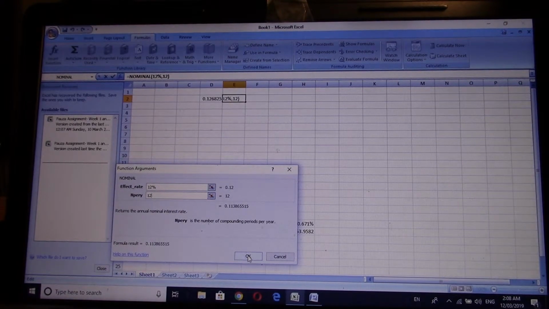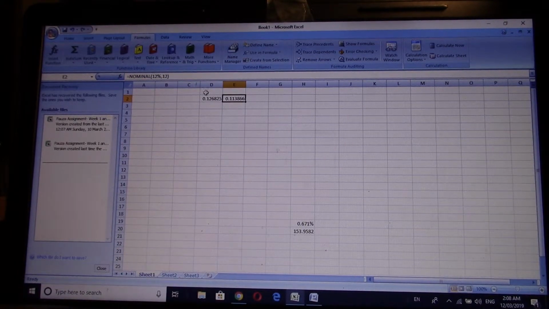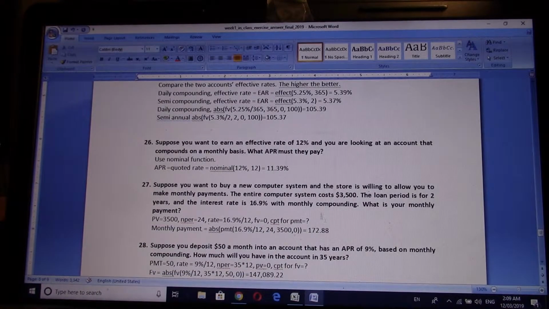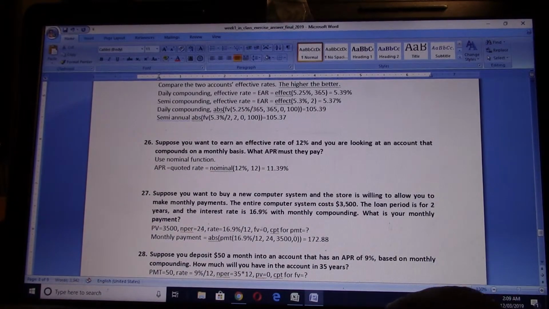So 12. So you see, here 11.39 is the answer. 11 point, that's right. So you can just use nominal. The first input is effective annual rate, second input is NPER. So that will give you the APR. APR is always smaller than the effective annual rate.